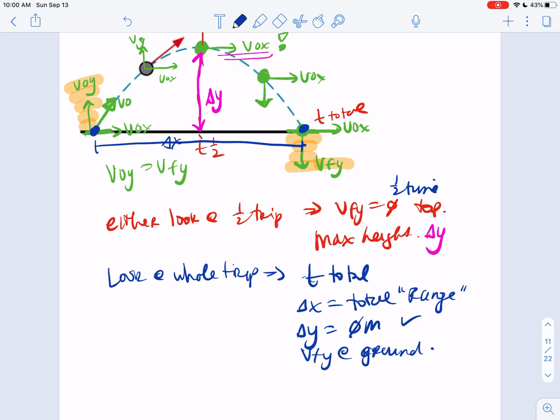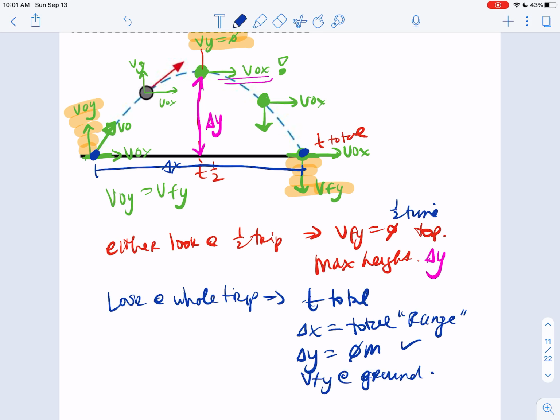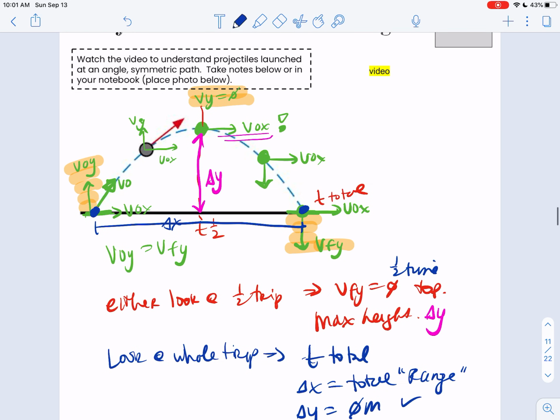And I think that's about it, right? So you just have to look and just be careful whether you're looking at half the trip or the whole trip when you're doing a horizontal. When you're doing an angle launch projectile. All right, I think that's it.